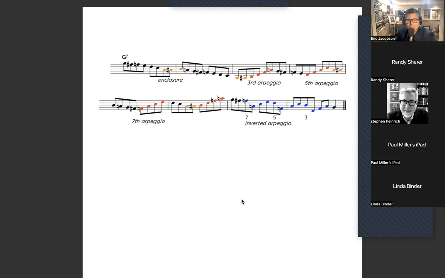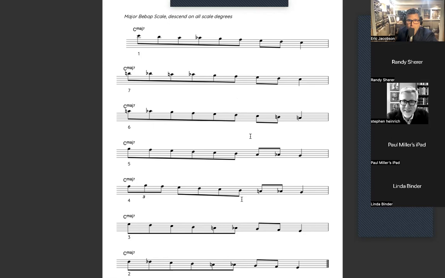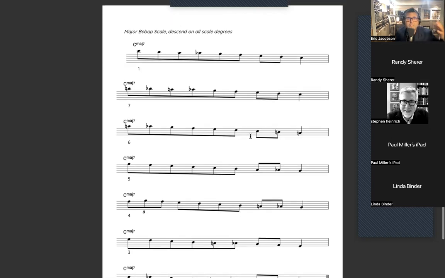But I'm going to move on to the major bebop because we want to learn how to go to the major bebop and what to do there. So then we can connect the two. Okay, so that is the next step. So here we are now learning how to descend. Remember, not ascend on this, but descend on the major bebop scale.